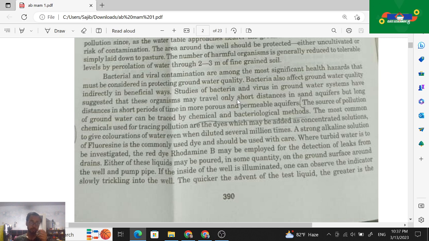Studies in groundwater systems have suggested that these organisms may travel only short distances in sand aquifers, but long distances in short periods of time in more porous and permeable aquifers. The source of pollution of groundwater can be traced by chemical and bacteriological methods.